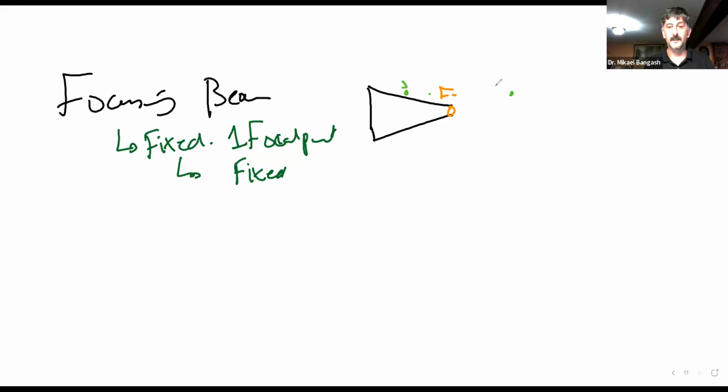So in this case, it was impossible for this transducer to focus at this point here. Because of the way the transducer was made, it only had one fixed focal point, which was this one here.